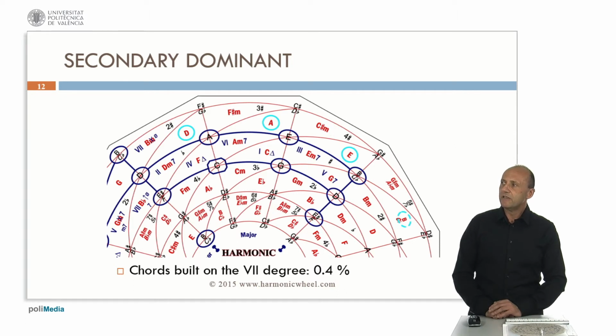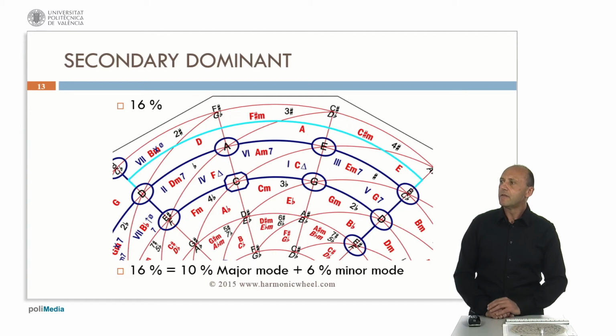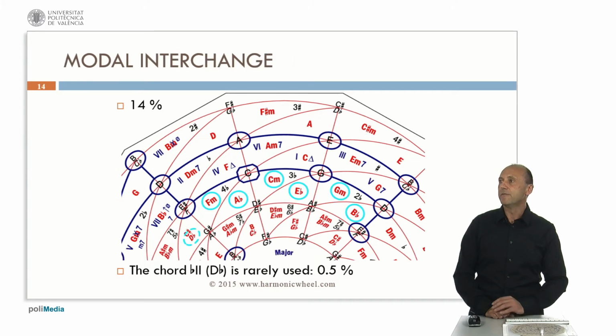Here we have represented the secondary dominants in C major. On the harmonic wheel, we can see that they are placed just above the big rectangle. 16% of pop and rock songs are composed by using diatonic plus secondary dominant chords. Of them, 10% are in major mode and 6% in minor mode.